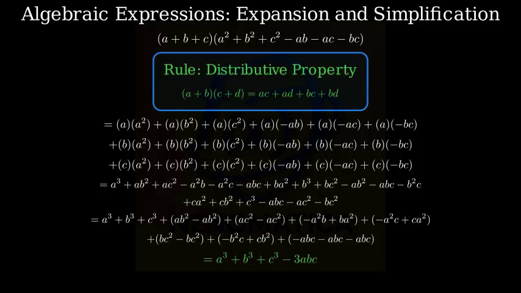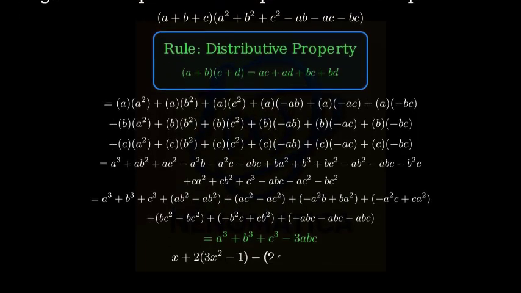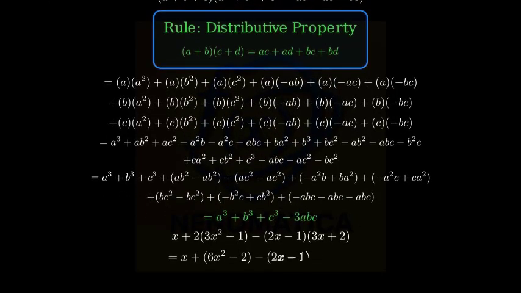Now, let's look at our second example. We have the expression x plus 2 times the quantity 3x squared minus 1 minus the quantity 2x minus 1 times the quantity 3x plus 2. Let's work on this step by step. First, let's expand 2 times the quantity 3x squared minus 1. Using the distributive property, we get 6x squared minus 2.